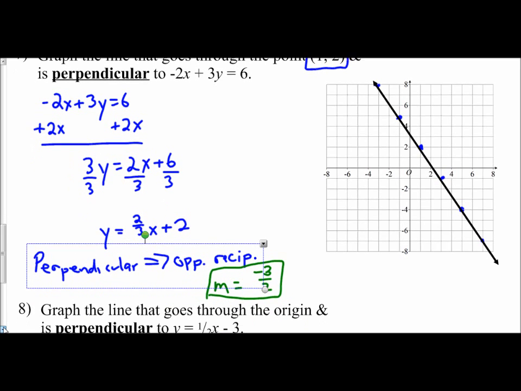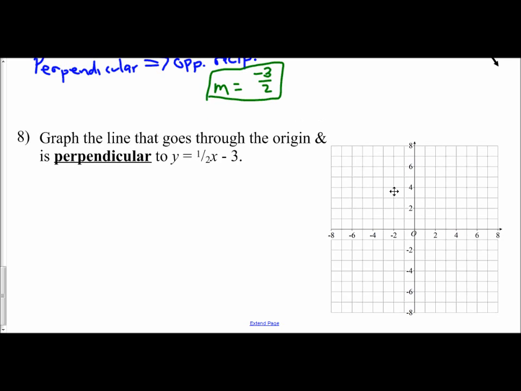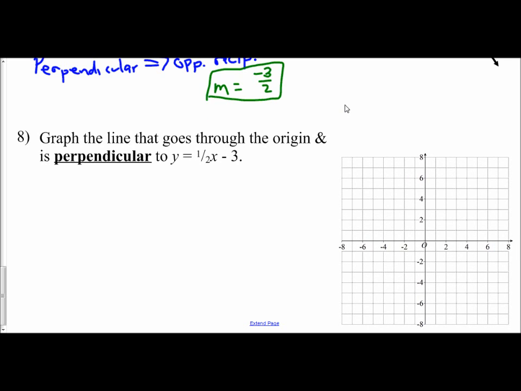So the last example we'll be doing with parallel and perpendicular lines. Graph a line that goes through the origin and is perpendicular to y = 1/2 x - 3. So this one's telling me it goes through the origin. Now remember, the origin is the coordinate (0, 0). So it is giving me a point where my graph starts. It's perpendicular to y = 1/2 x - 3. It's already in slope-intercept form for me. And so perpendicular means opposite reciprocal.